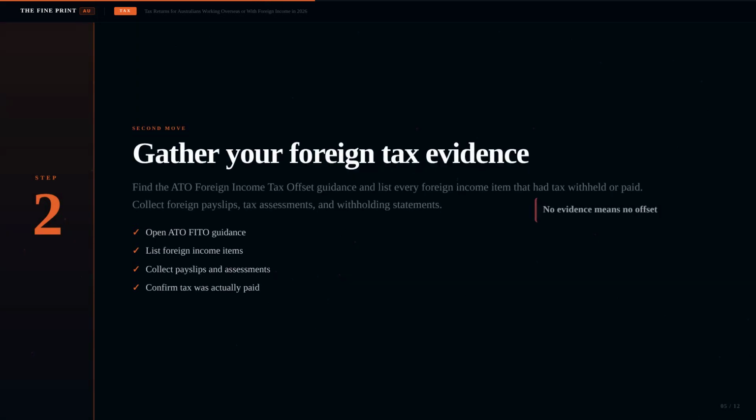Step 2 is to build your evidence for the foreign income tax offset. Find the ATO FITO guidance and list every foreign income item that had tax withheld or paid, salary, dividends, rent, pensions, then collect the proof, foreign pay slips, foreign tax assessments, and withholding statements. The ATO says you can only claim the offset if you actually paid or are deemed to have paid foreign income tax, and you include that income in your Australian return. No evidence, no offset, so keep everything organised.